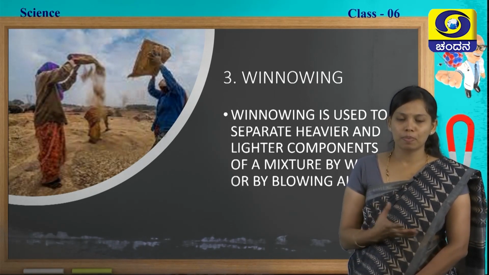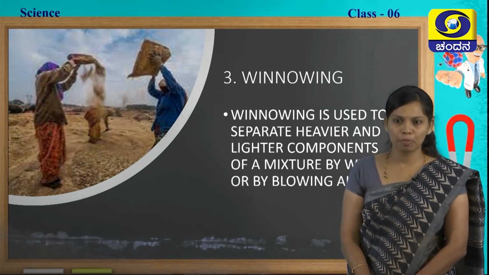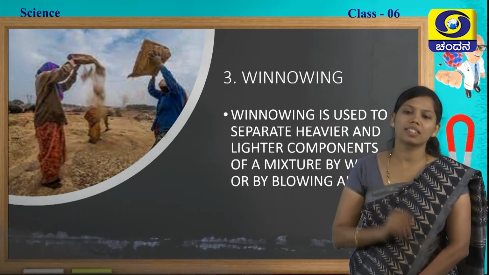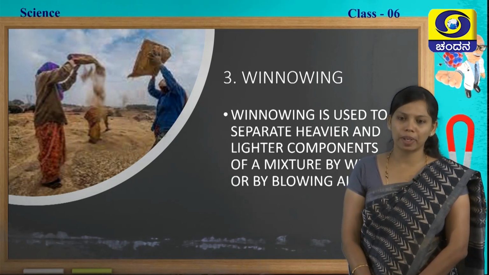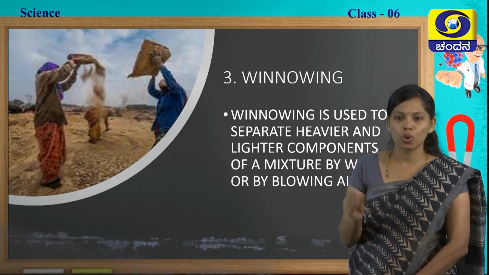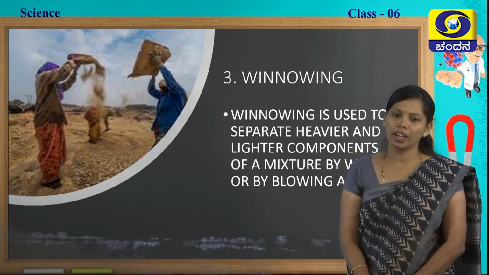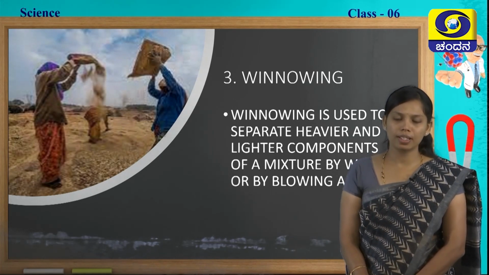If we take substances of the same weight, we can't separate them. For example, along with the sand, if I take salt, I can't separate them because both are of the same weight. So the winnowing process holds good only when the components are of different weights. Now we shall observe one video to understand better.